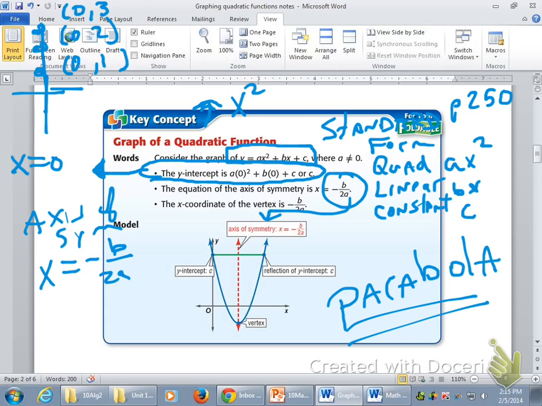Any questions? Just basic information. All right. Now we're going to use it. We're going to graph. I think I told you to get graph paper. You need to use graph paper is where we're going to be.